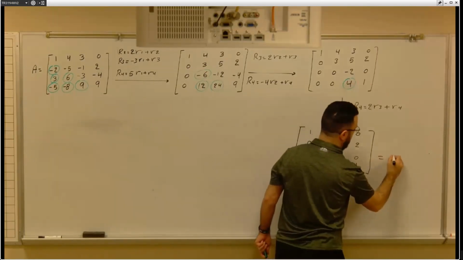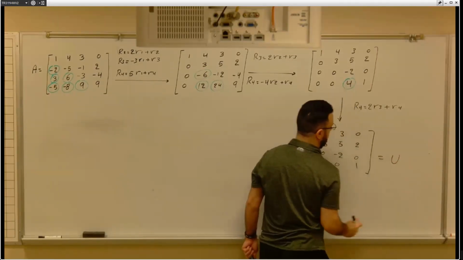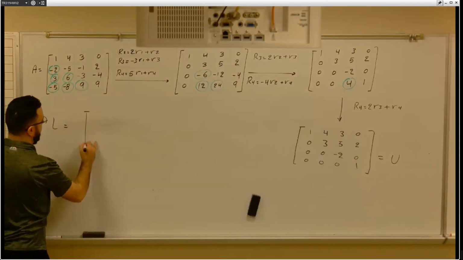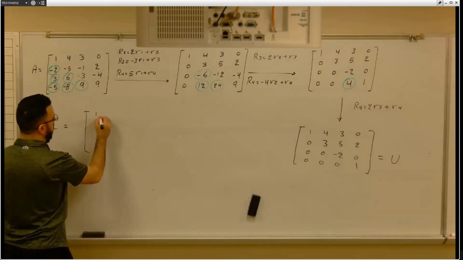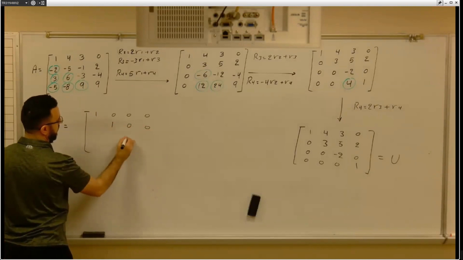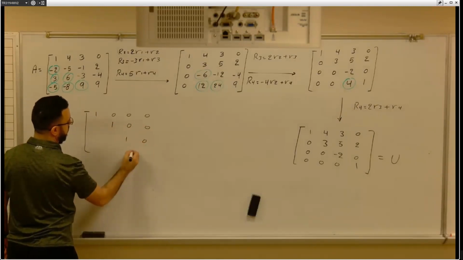So this is the U matrix. Okay. So write down the L matrix. 1, 0. And here's 1, 2 zeros. Here's 1, 0, and here's 1.